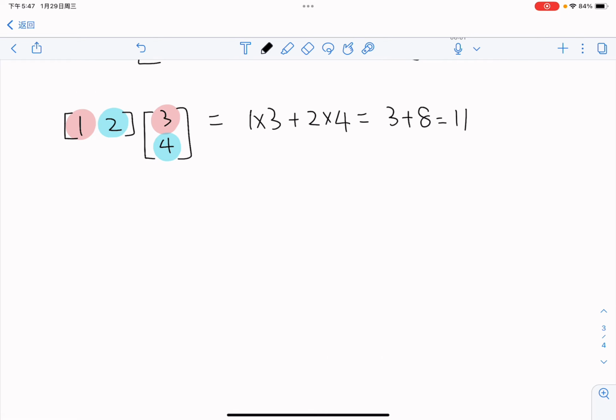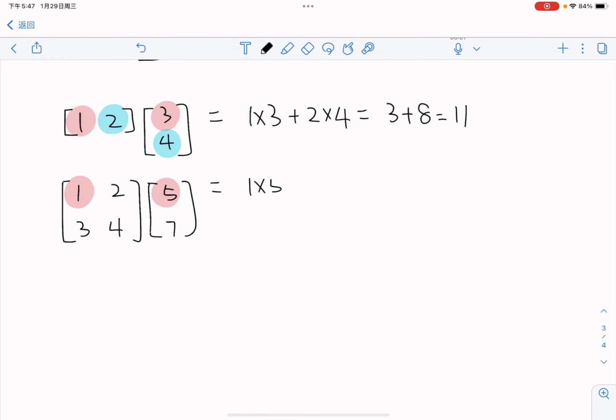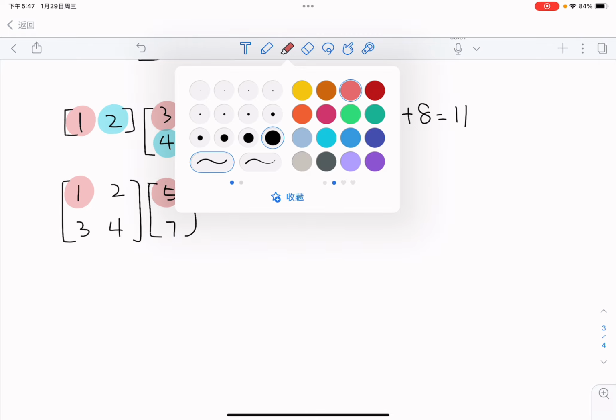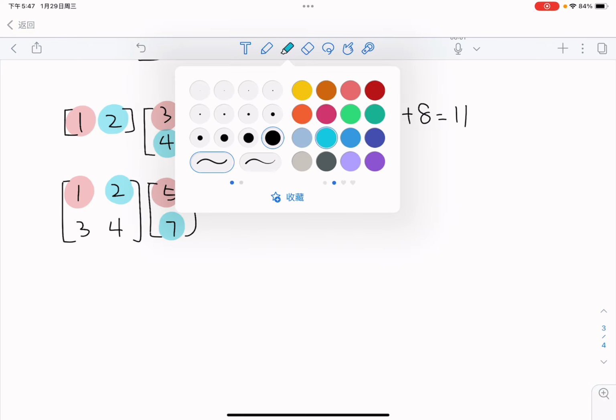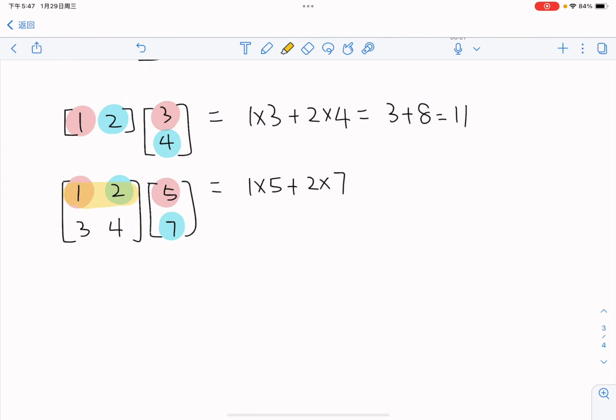So to add on to that, let's have maybe 1, 2, 3, 4, and let's just put 5 and 7 here. So how would we do this? Exactly the same. So we do the first 2 numbers here, 1 times 5, plus the second 2, 2 times 7. Notice how we're multiplying the row vector on the first row with a column vector on the right side, and the answer that we get is a number in the first row of the answer vector. So that is a number here.